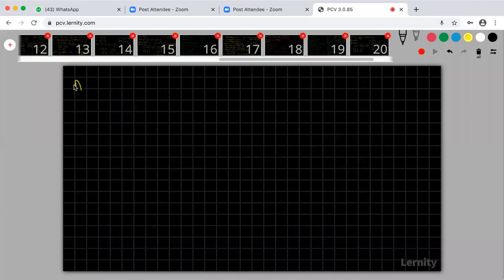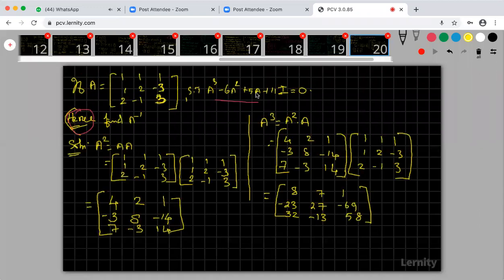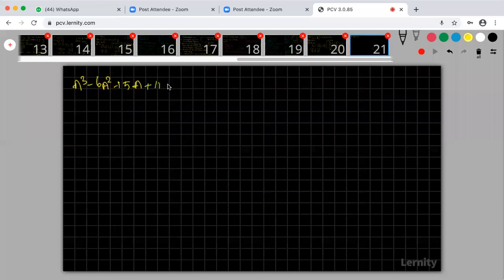Okay, so therefore A cube minus 6A square plus 5A plus 11I. So don't put it as 0. We have to prove this as 0. What is the A cube? The A cube is 8, 7, 1, minus 23, 27, minus 69, 32, 13, 58.